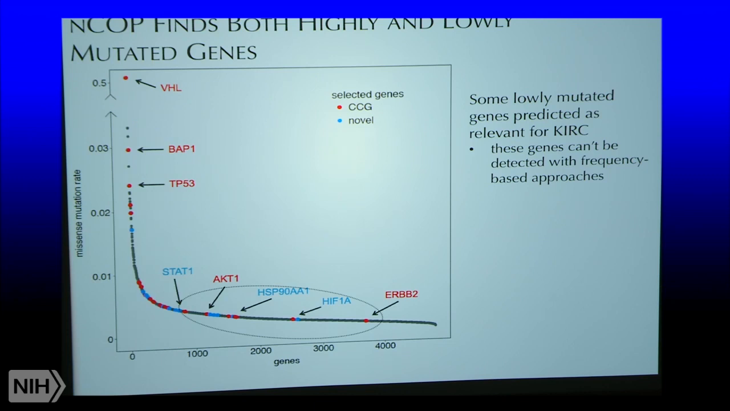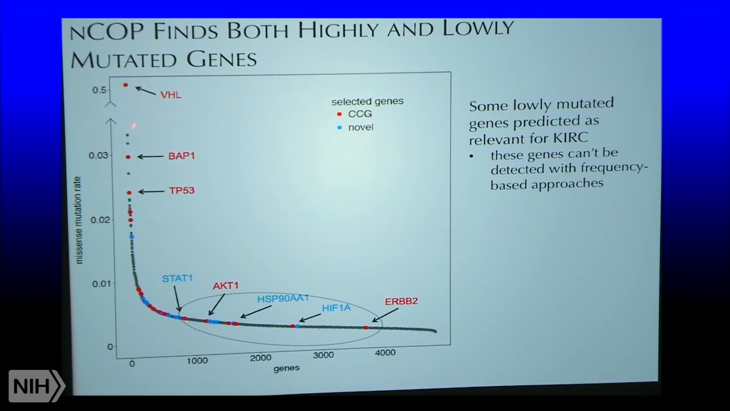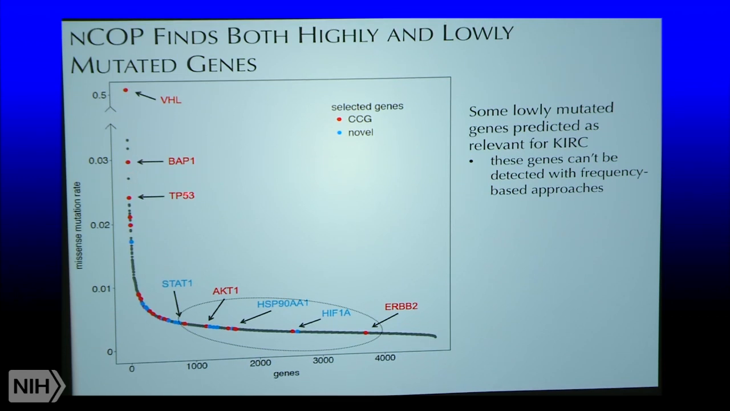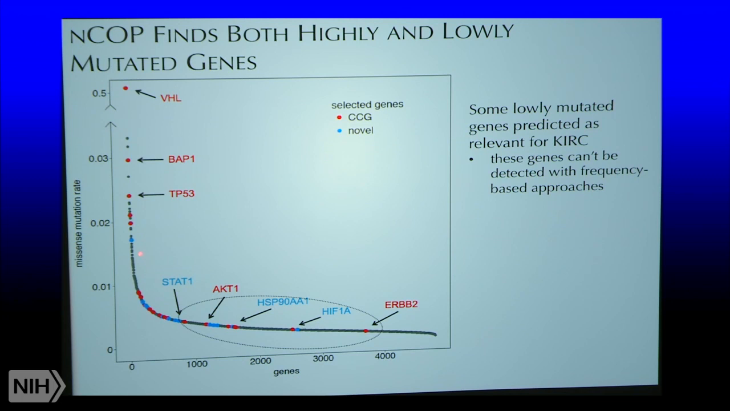Okay, like our previous approach, we again can look at genes and rank them by their overall missense mutation rate. And we can see which genes are the ones that are output by our methods, and those are the ones that are shown here in red and blue. So red corresponds to known cancer genes, blue corresponds to our novel predictions, and we can see that we output obviously some highly mutated genes, as well as things that are mutated at lower levels, and these would be genes that couldn't be detected by frequency-based methods.